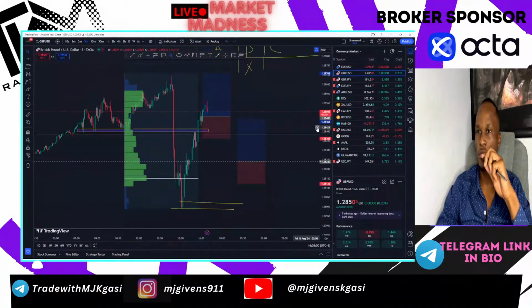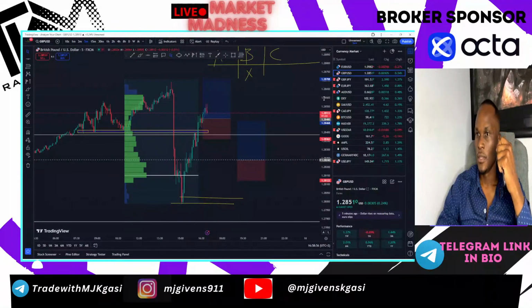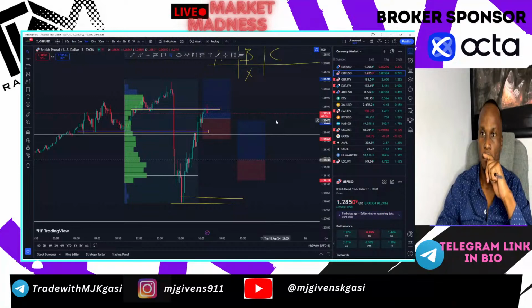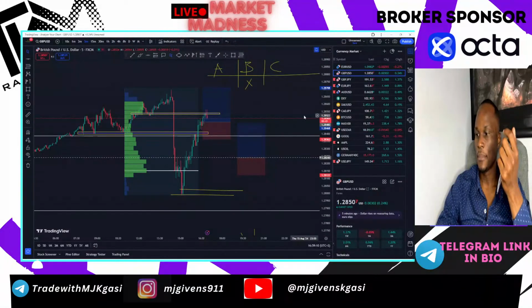My British pound USD is still in profits, but it's not moving. It's not really taking off. Maybe it might be a fact that we have come to this level here. Yeah, maybe it's respecting this level. That might be the case.